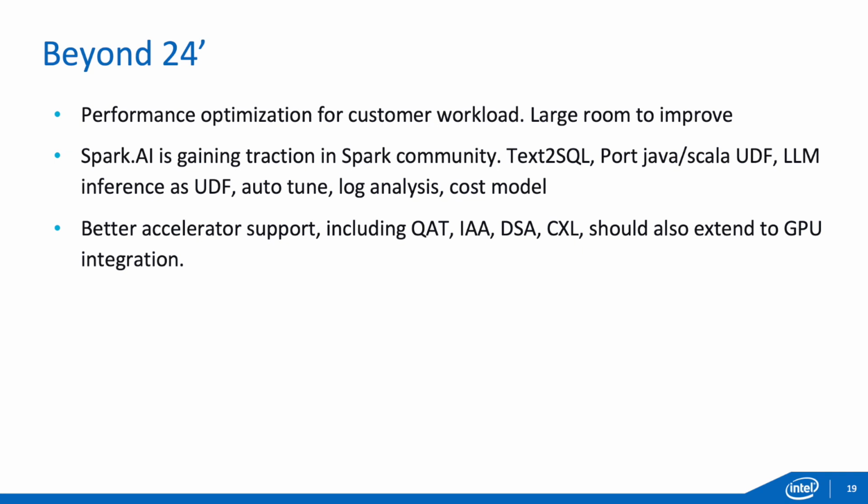After this year, the first thing we can do is performance optimizations for customer workloads. Until now, we have optimized the TPCs very well, but for customer workloads, it's far from enough. We frequently see that some operators take most of the time, and there are some issues like the sort operator or the skew. We need to take some time to optimize that, and definitely there will be very large room to improve, because we did see that some queries are slower than vanilla Spark.